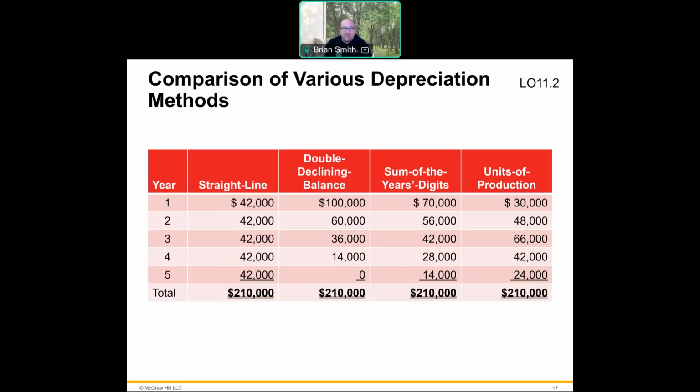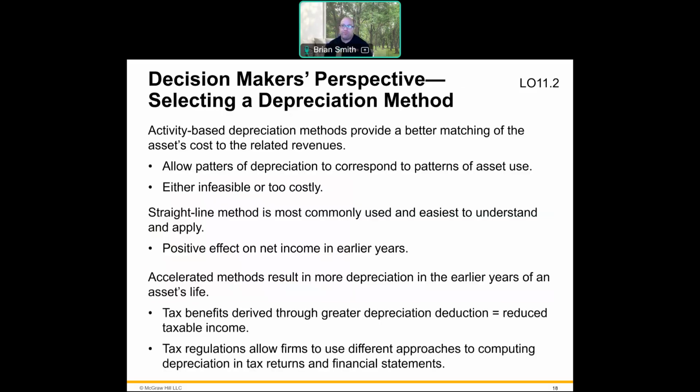And there is. Obviously, look, straight line method, it's 42,000 every year, but units of production follows the flow of the actual usage. Sum of years digits and double declining are accelerated. You get more in the early years of depreciation expense and less in the later years. Maybe they have a dang good reason. I don't know what they are.